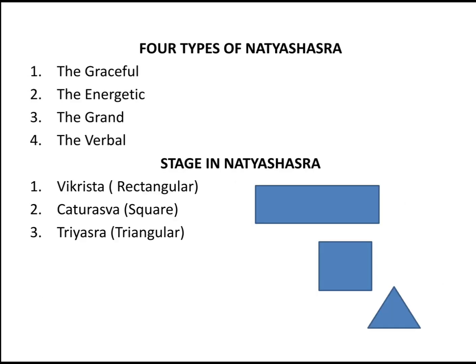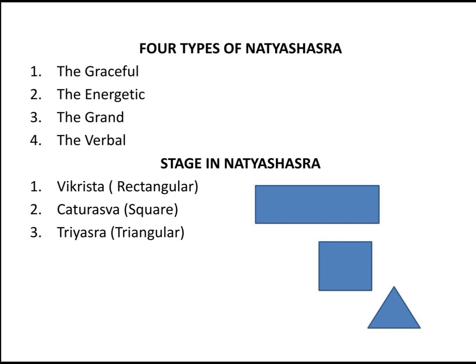The four types of Natya Shastra: the graceful, that is attractive movement. Next is the energetic, that is full of energy. The third is the grand, that is larger. And the fourth one is verbal, connected with words.